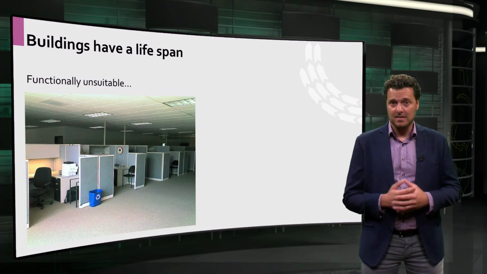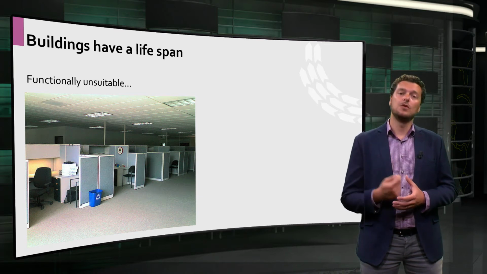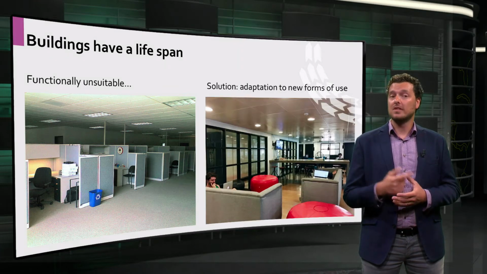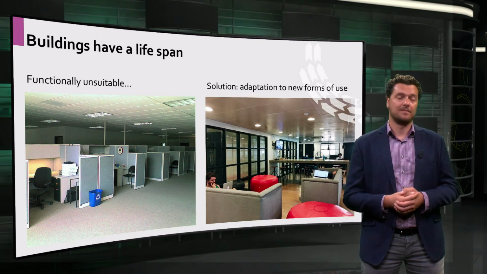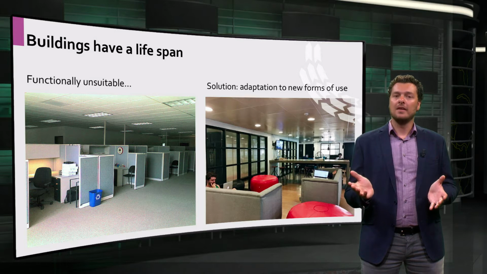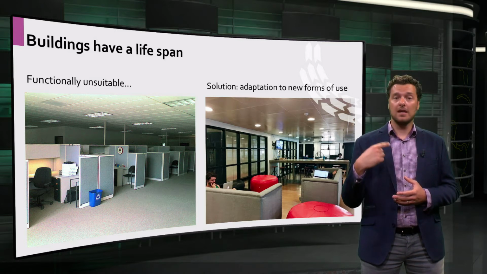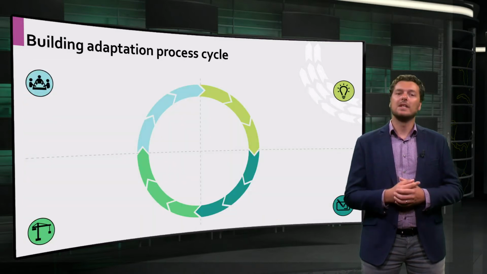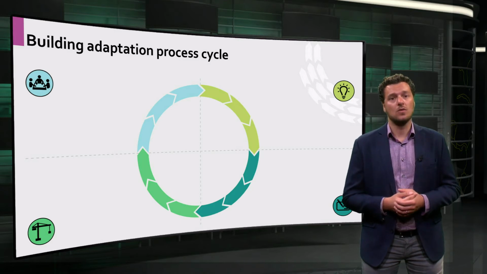In many cases, there are possibilities to adapt it and make existing buildings fit for new use. For instance, a solution could be to adapt the interior to new forms of use, so we don't always need to demolish buildings right away. To put it in another way, building lifespans can be extended. Then we need to think about cyclical processes of adaptation. Let's talk about this building adaptation process cycle, which functions as a guideline in this course.